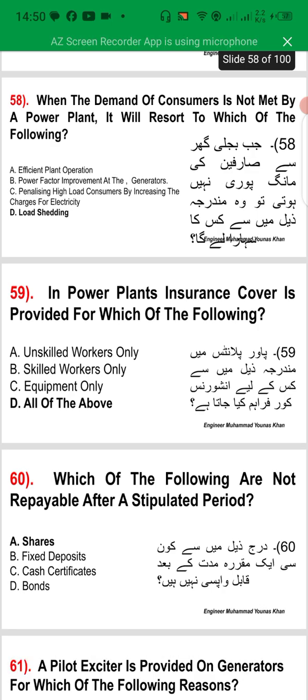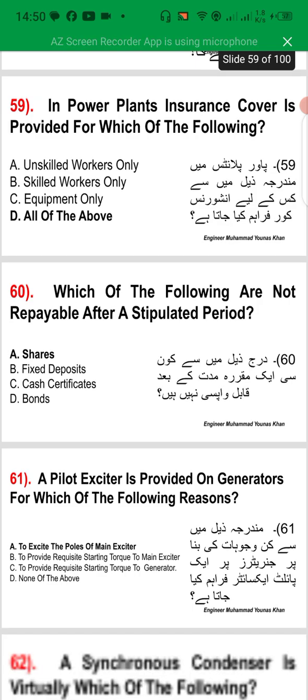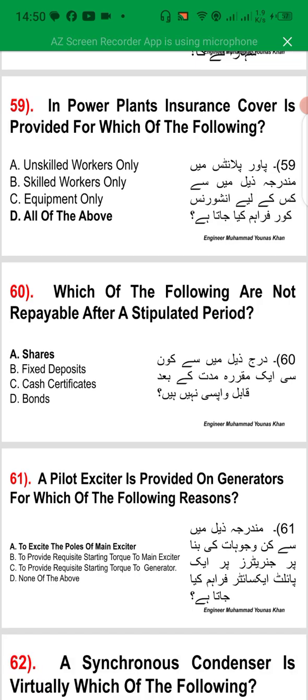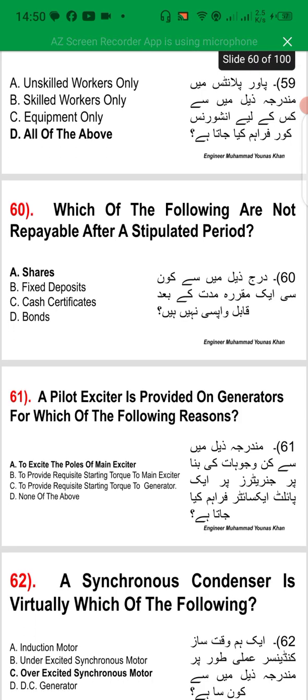When the demand of consumer is not met by a power plant, it will resort to which of the following? Load shedding. In power plants, insurance cover is provided for which of the following? Unskilled workers only, skilled workers only, equipment only, all of the above.